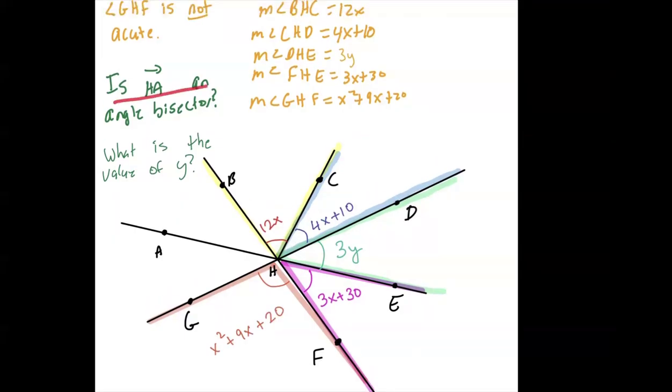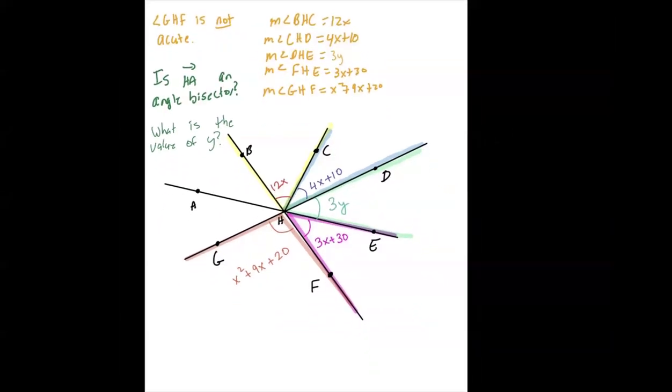Is HA an angle bisector? And what is the value of y? Okay, we'll come to this section later. Let's first find the value of x. This picture is given. This much information is given. Let's see. GHF. What can we do? How do we start?